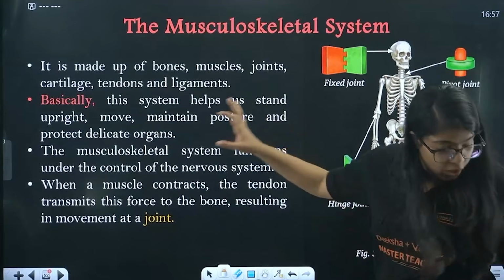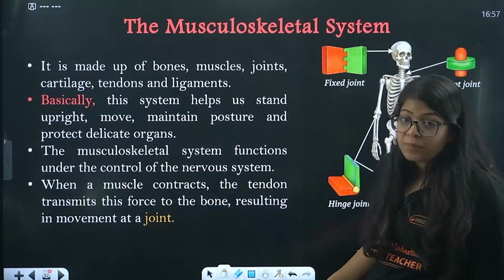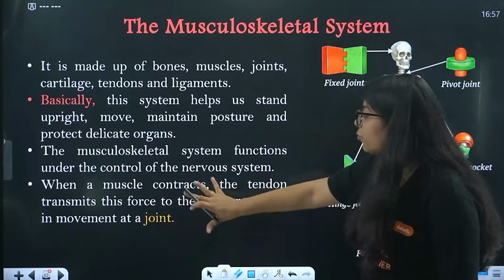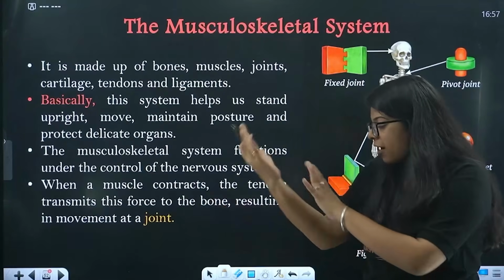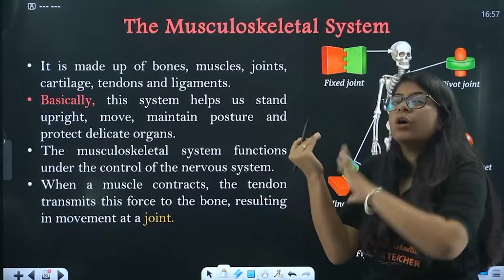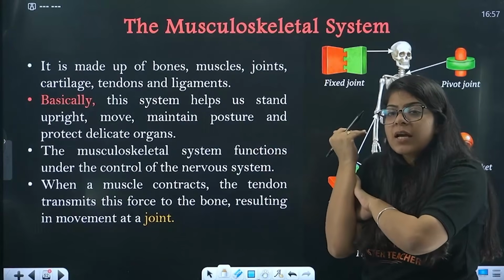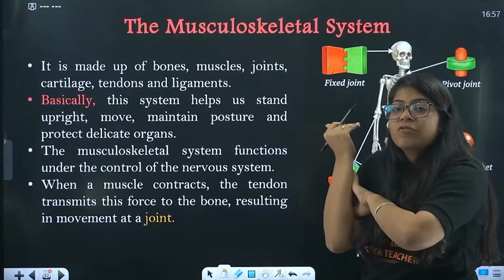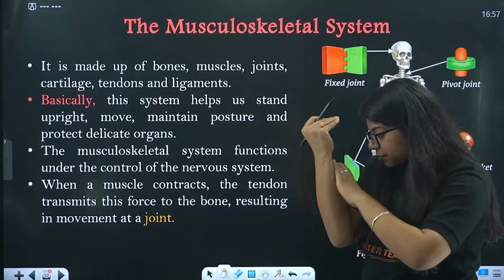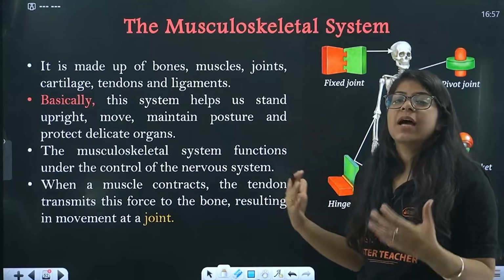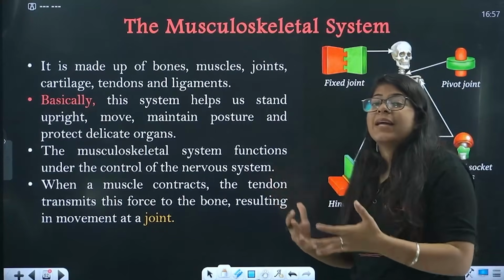Okay. Now beta, when a muscle contracts, the tendon transmits this force to the bone, of course, resulting in movement at a joint. Now whenever I have to do this, of course my muscle will contract, it will not relax, it will not stretch, it will contract. So this contraction by the tendon transmits the force to the bone. There is a bone, so the tendon transmits this contraction of muscle to the bone, and hence I can move. Okay, I can make a movement in my joint.